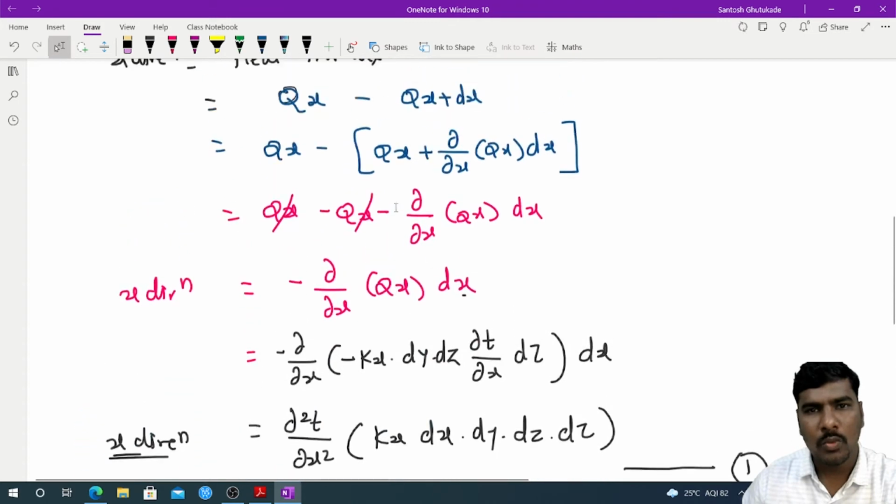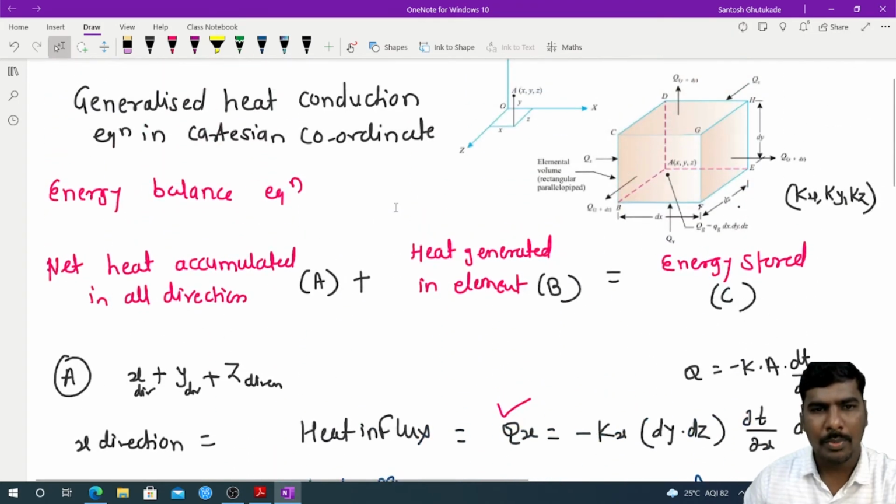Now here we are solving part number A. What is part number A? Heat accumulated in all directions. So we have to add these three equations.